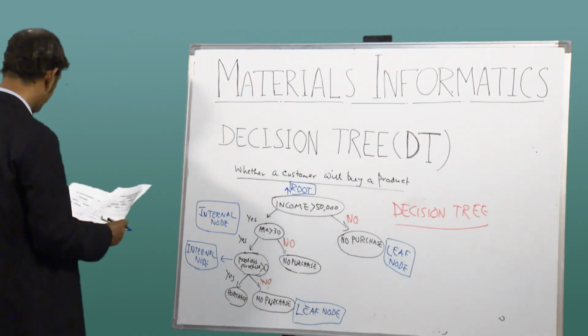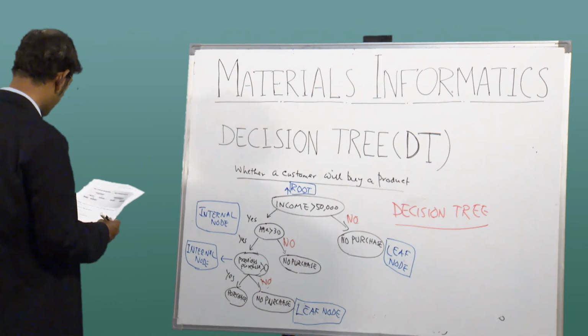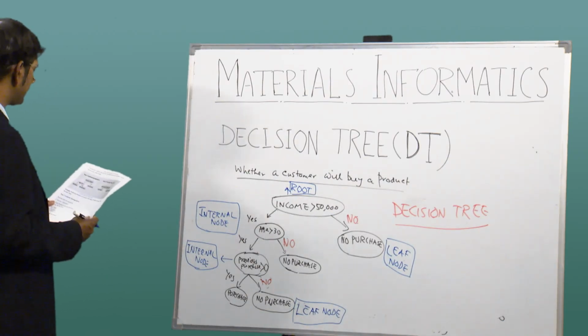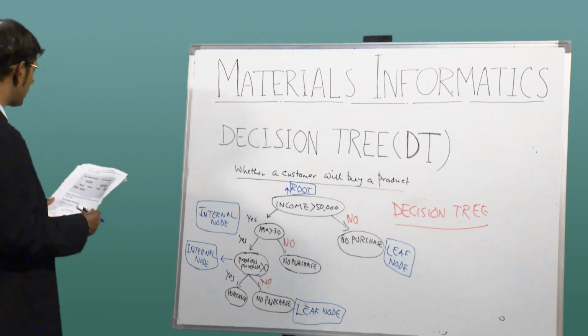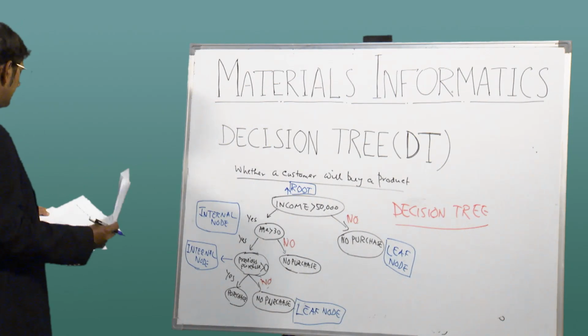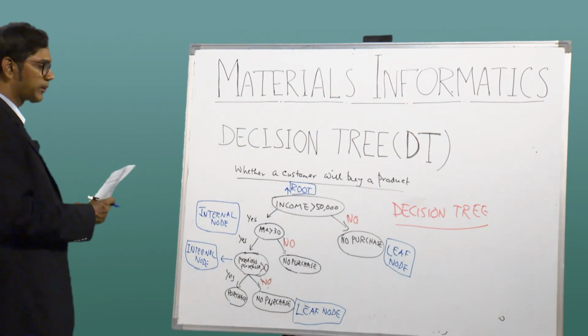Am I clear? So, that is it. Therefore, this is how we can make some kind of decisions, and decisions are basically based on the idea. So, now what do you think a decision tree is? It is basically a supervised learning.